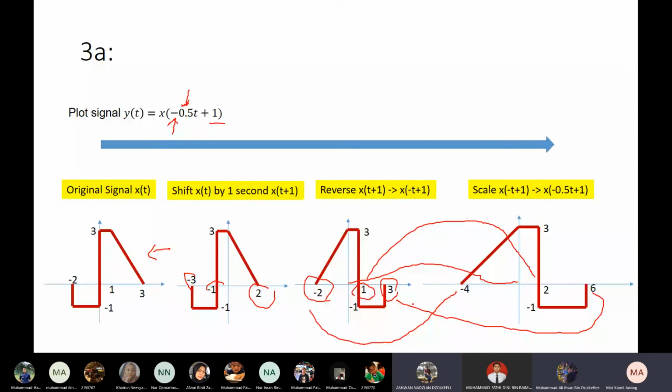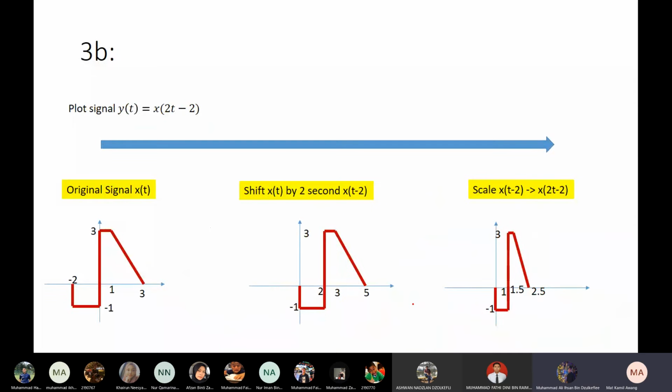Clear, sir. So the next one, the original function is still the same. So just now, anybody got it? 3A, everybody got it, sir. 3A half, sir. So 3B is easier.